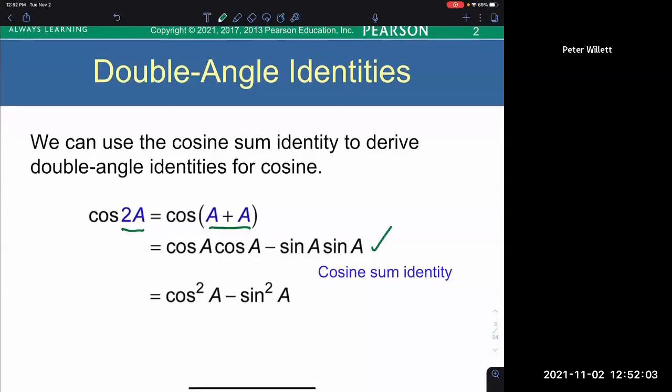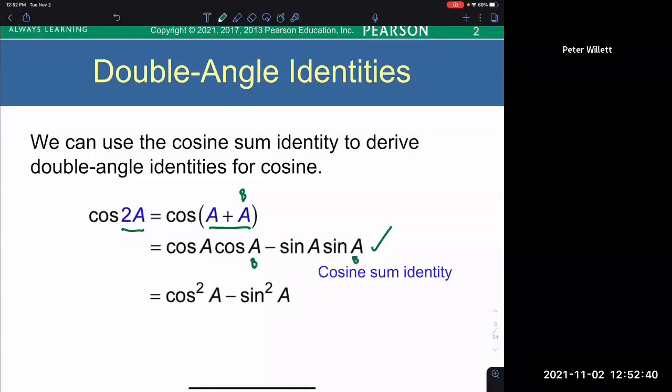Now, because all of the angles are the same, that allows us to simplify what we normally use in the cosine sum identity. If this were a B, we'd have a B here and a B here, and we wouldn't be able to combine those. But since they're all A, it collapses down to just the difference of cosine squared minus sine squared, all of the A angle. And so we then have cosine of 2A is equal to cosine squared A minus sine squared A.